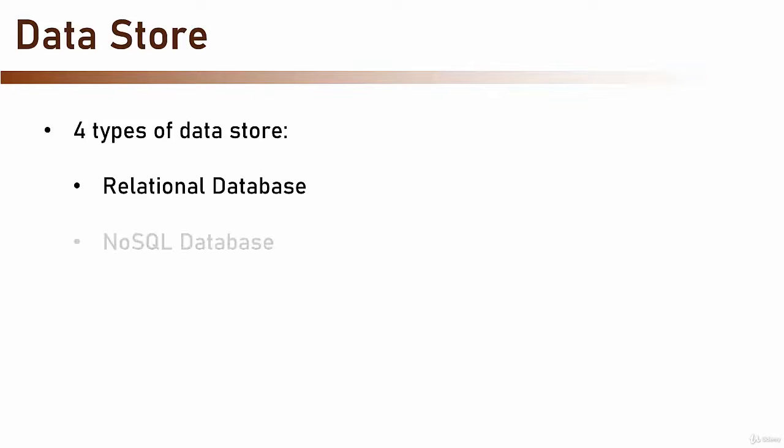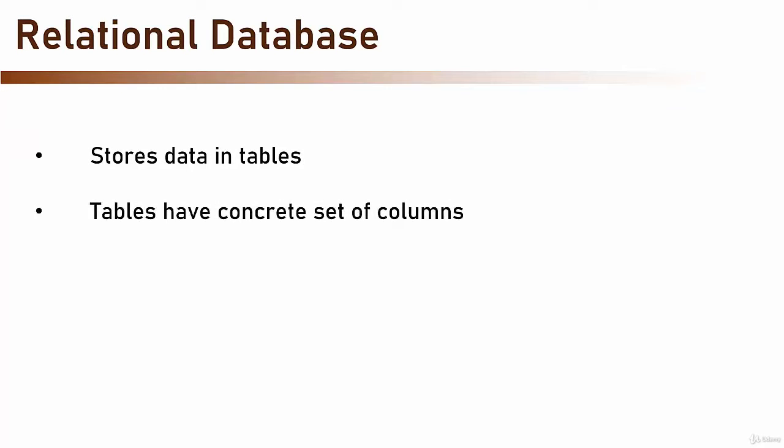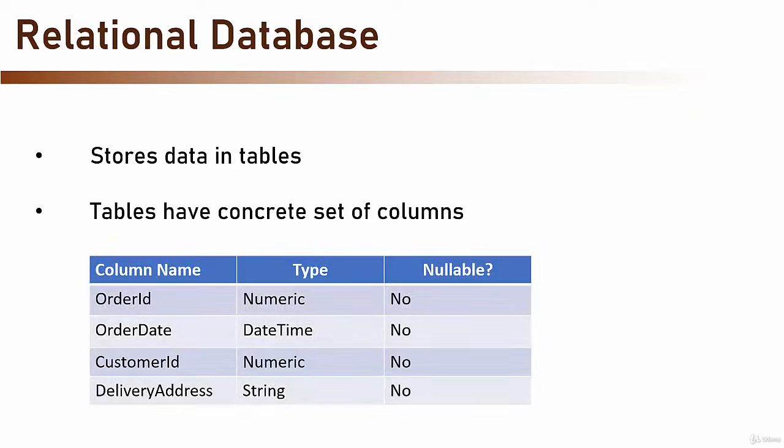So when talking about the data store, we actually talk about 4 types of storage: relational database, NoSQL database, cache, and object store. So let's explain each one of these types. So first, relational database. This type of database is the traditional database. It stores data in tables, which have a concrete set of columns. For example, here is a typical table that can be found in a relational database.